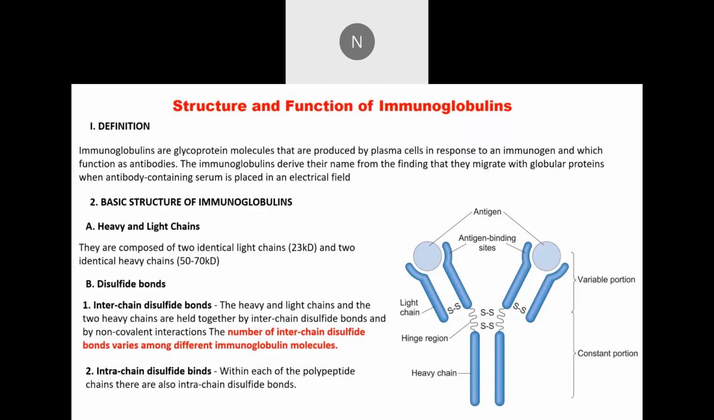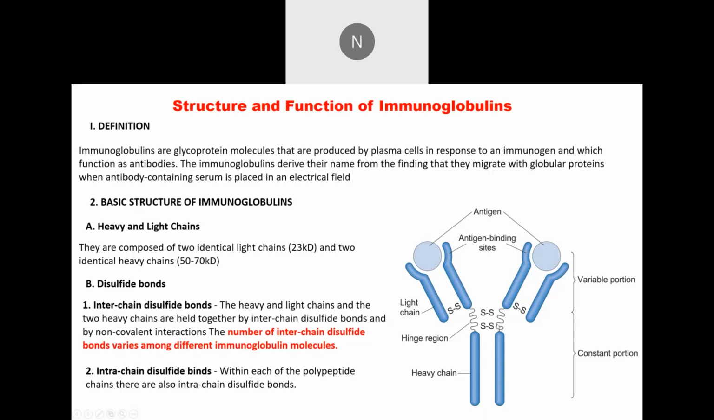So this portion where you have the light chain parallel to a part of the heavy chain is called the variable portion of the immunoglobulin, and the bottom portion is called the constant portion. In the variable portion only, you have something like a cup to hold the antigen, which then comes to hold it and destroy it. So that is called the antigen binding site. This is the basic structure.